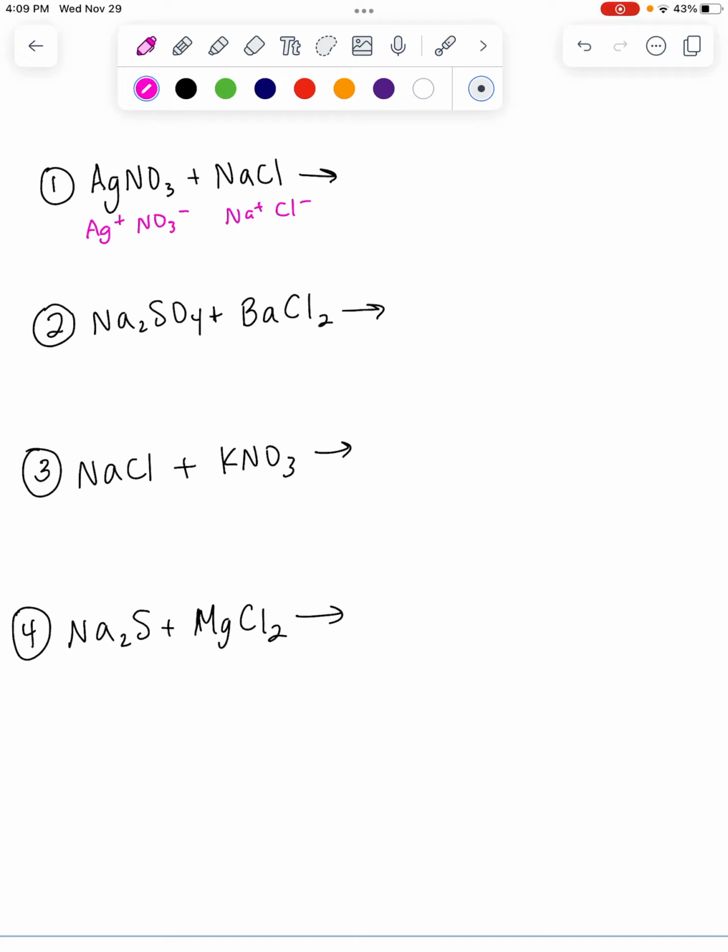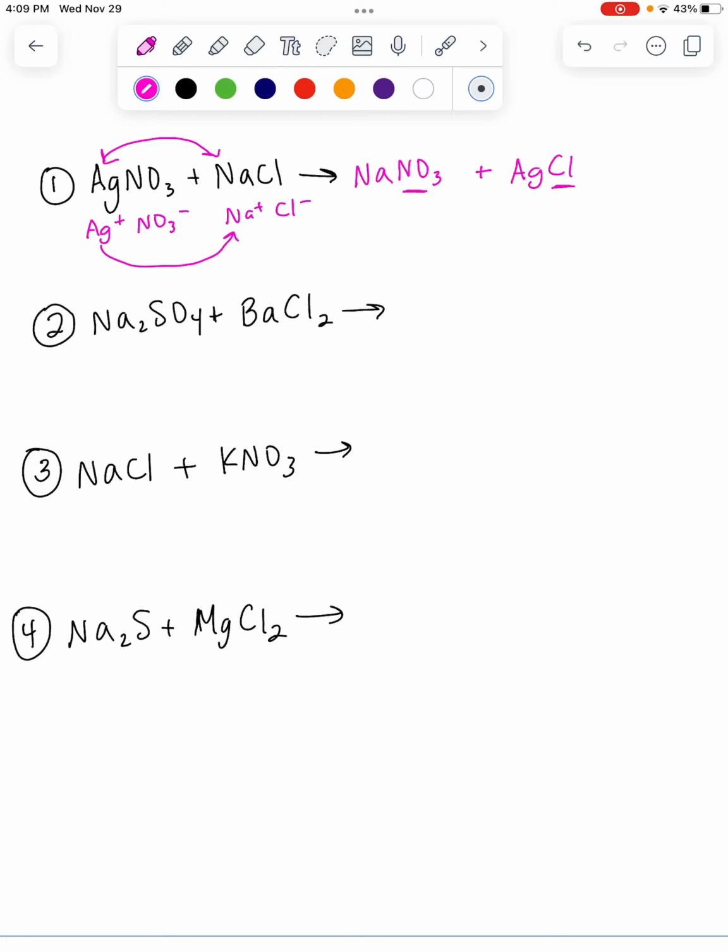So if I want to predict my products, remember, I'm just going to flip-flop the first two things. So instead of starting with silver, I'm going to start with sodium. That'll be bonded to NO3. And since they're both +1 -1, the charges cancel out. And now silver is going to flip around to the other side as well. So we end up with AgCl. And those are both 1+ and 1-, so everything is 1 and 1. They cancel out. So this is sodium nitrate, and this is silver chloride.